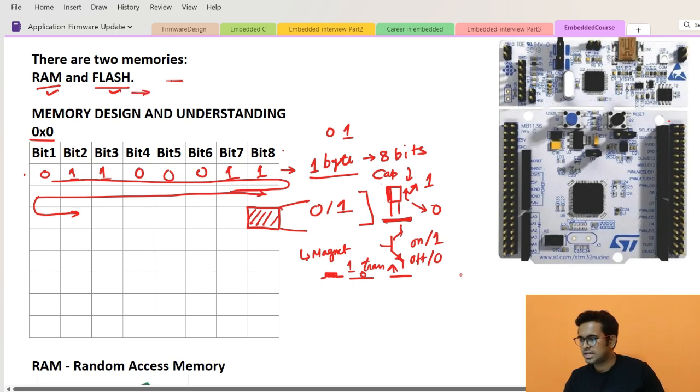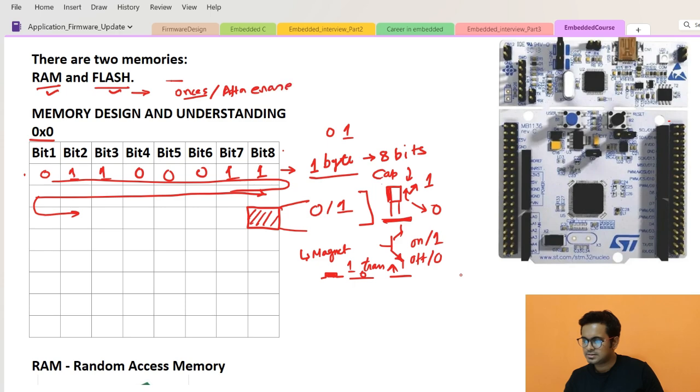Normally flashes can be written only once, or after they are erased, but RAM can be written multiple times. RAM is mostly made up of either capacitors or transistors. If it is capacitor made, then you know the name, that is DRAM, and if it is transistor made, then it is called SRAM.